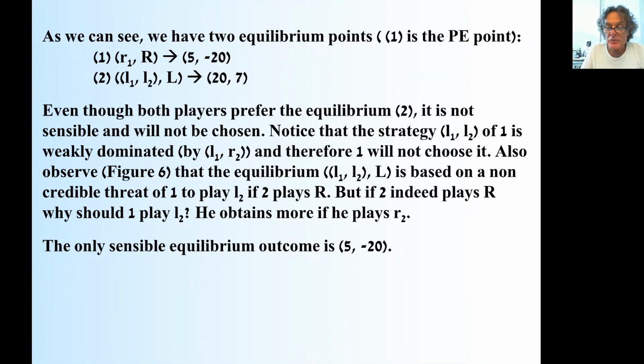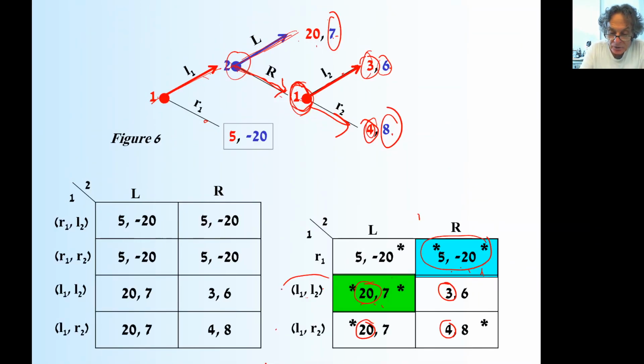As we can see, we have 2 equilibrium points. One is the perfect equilibrium point, the first one. And the other one is where 20 and 7, even though both players prefer equilibrium number 2 because they get higher payoff, it is not sensible, and will not be chosen. Notice that the strategy L1, L2 of 1 is weakly dominated by L1, R2. 20 is like 20, as 3 is less than 4.